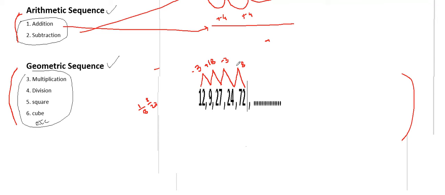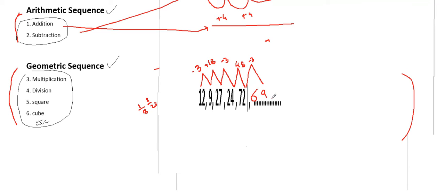No, 38, wait a second. So this number is 48. I use a calculator to find it. 72 minus 24 is 48. So the next one is easy, because it's always minus 3. You have to subtract 3 from 72, because this is how the sequence is. So the next one will be 69.